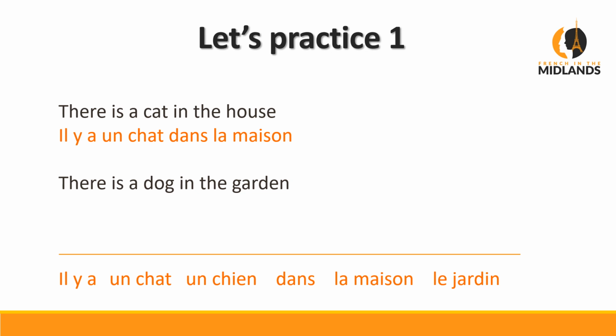Next example, there is a dog in the garden. Again, we'll take il y a. Un chien dans le jardin. Il y a un chien dans le jardin.